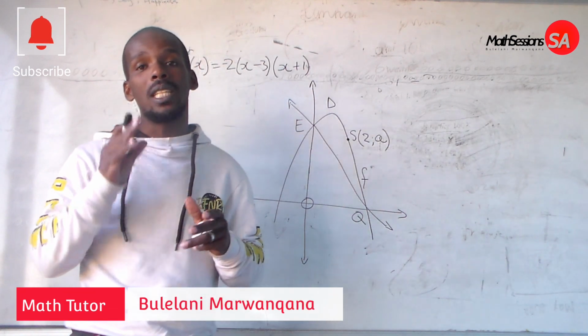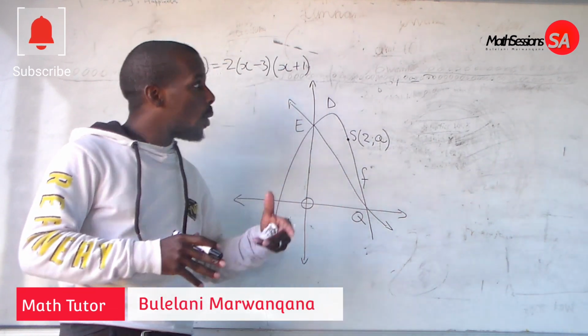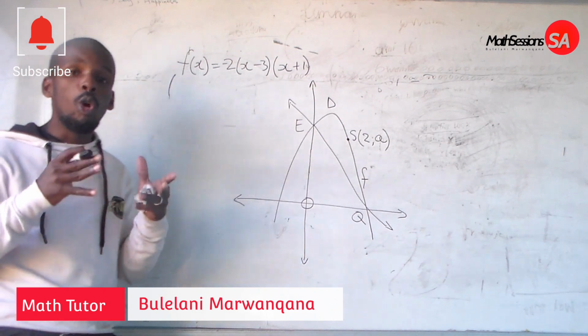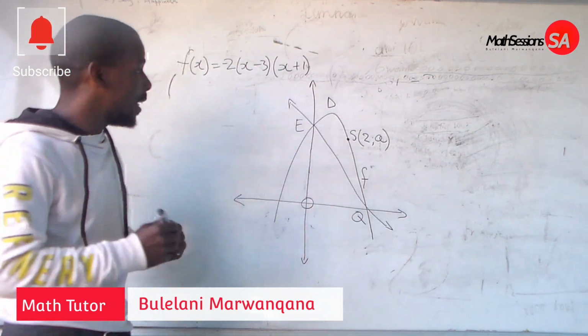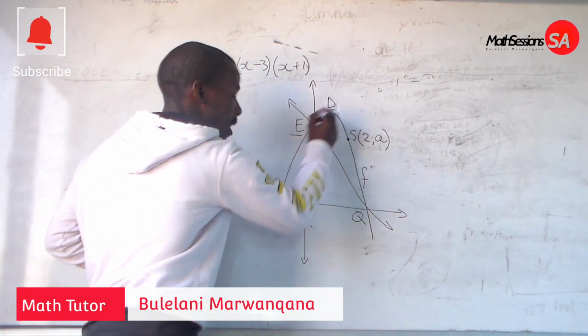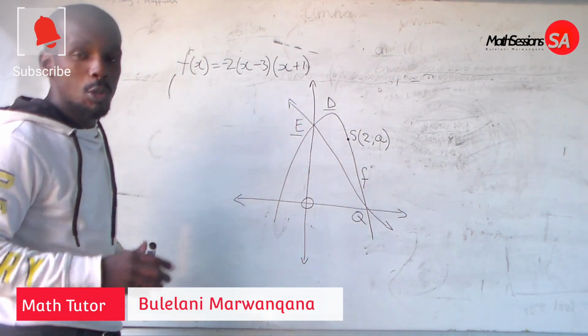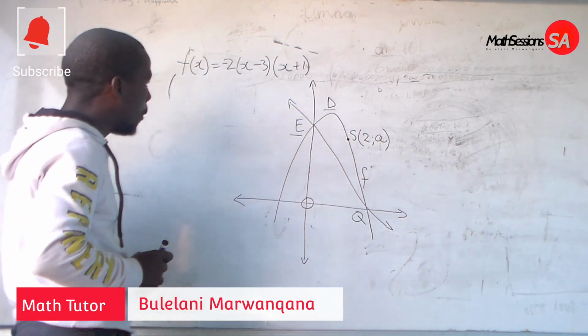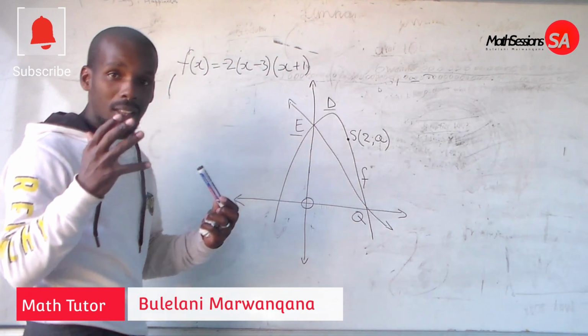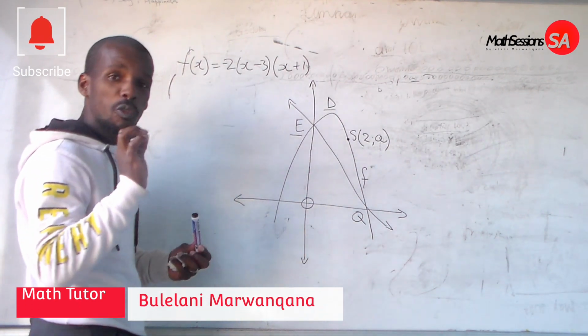Number 12, and we are going to touch on functions. We are having a function here, and we are told to calculate the coordinates of E and D. So these are the two coordinates that we are going to find. Now, at E, we start there. We start at E because it's easy to find E.